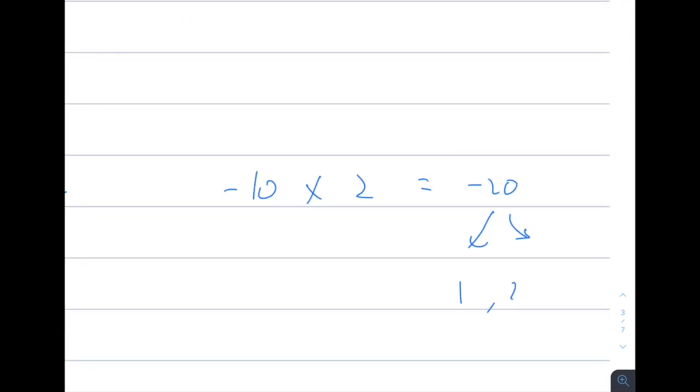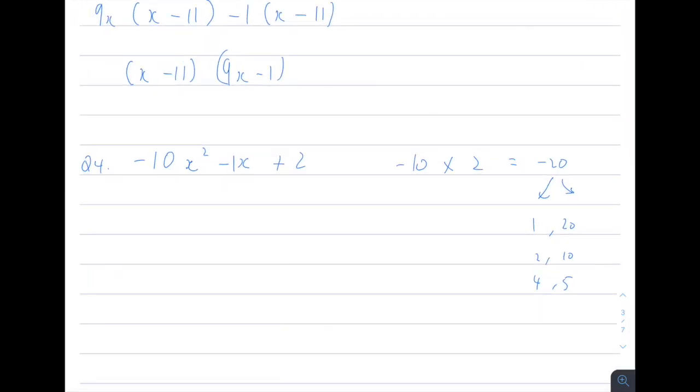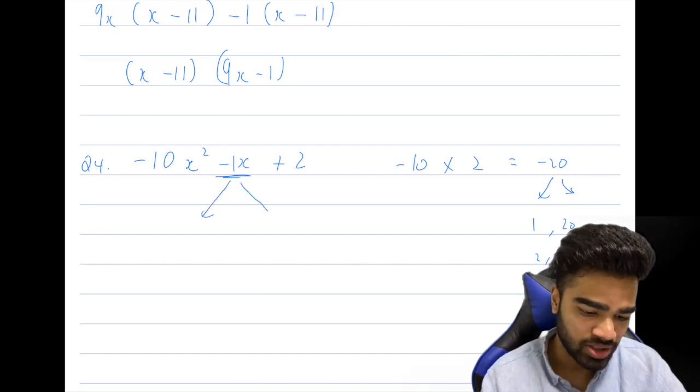Let's see. 1 and 20, nope. 2 and 10, nope. 3 and, no factors exist. 4 and 5. 4 times 5 is 20, right? So which one's positive, which one's negative? Well, if you have positive 4 and negative 5, that means if I add them together, they make negative 1. So these two are my factors. So you split it up into plus 4x minus 5x.